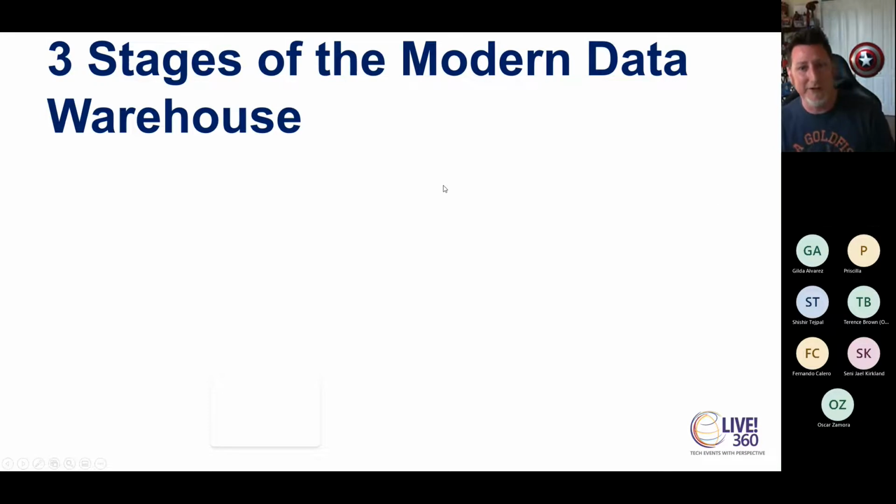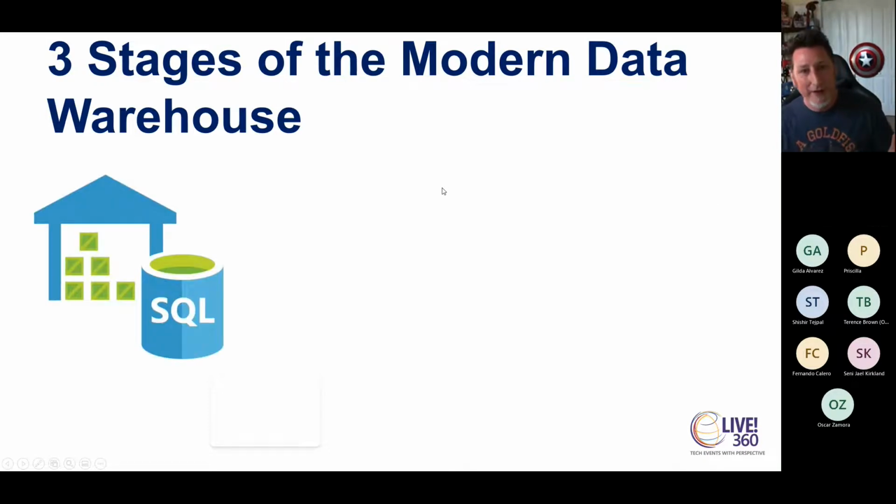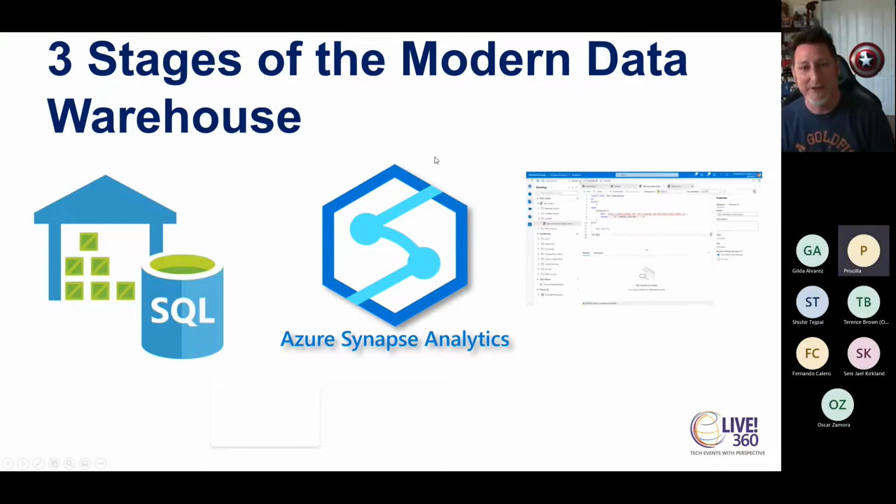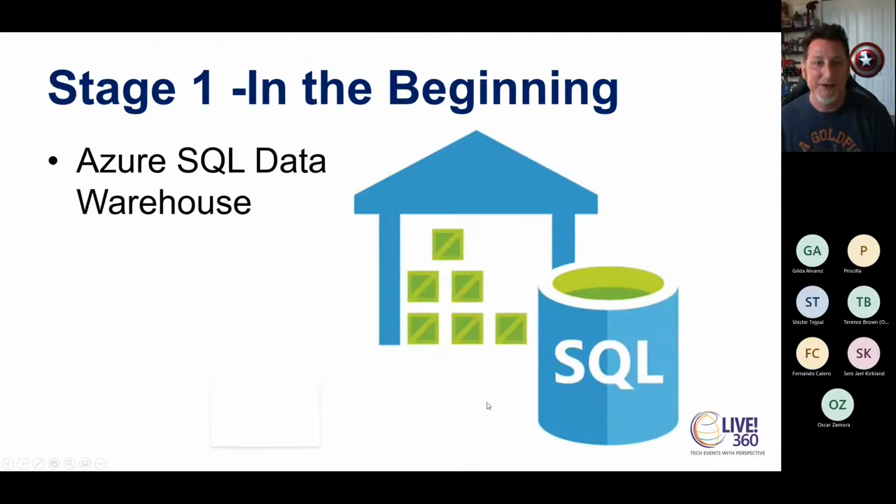So the three stages of the modern data warehouse look like this. We have our Azure SQL database, which is what we started out with in Azure. We have Azure Synapse Analytics. And now we have the Azure Synapse Analytics workspace where we have our serverless pools. We didn't necessarily have a specific icon, so I thought the workspace would be a nice fit. So in the beginning, Azure SQL Data Warehouse. This actually technically is at the beginning.